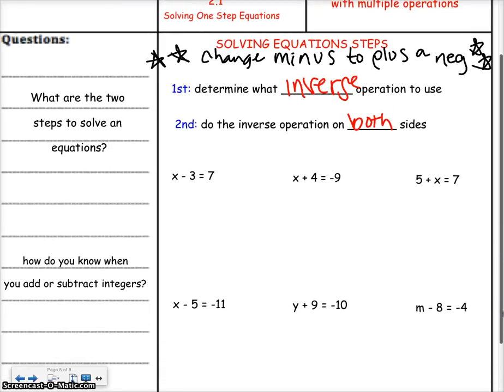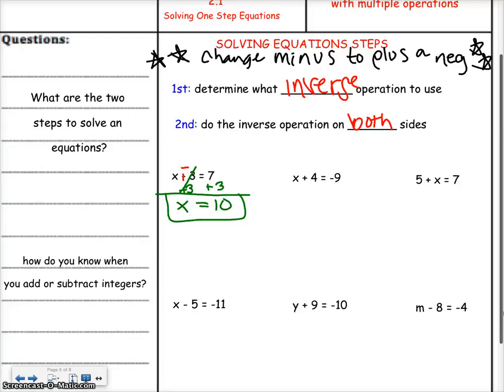Okay, so look at this first one. I'm going to turn minus 3 to plus a negative 3. Now, I have a negative 3. What is the inverse of negative 3? Positive 3. So I'm going to add 3. But what I do to one side, I must do to the other. So I'm going to add 3 to the other side, and x, that cancels out, equals 10. And I am done because my variable is by itself. The goal of solving is to make the variable all by itself.